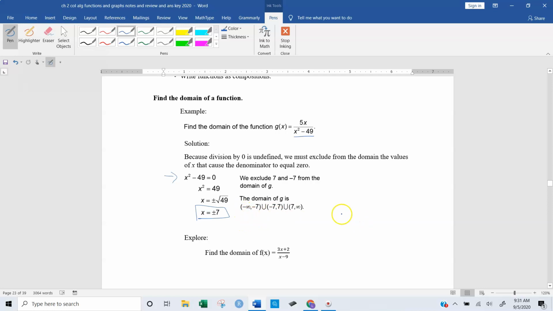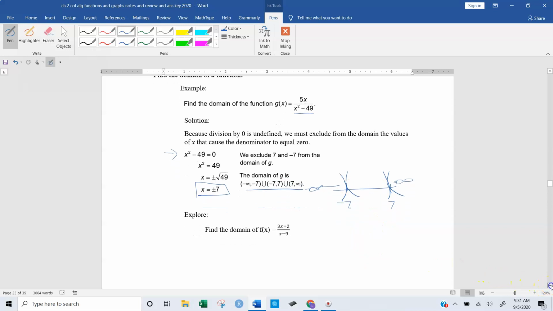So that just means if you're on a number line, negative 7 to 7, so you would go from negative infinity to negative 7, parenthesis, and then from negative 7 to 7, parenthesis, so it can't include negative 7, and then from positive 7 to positive infinity, using your union symbols, and that's interval notation. Okay, pause and try yours.